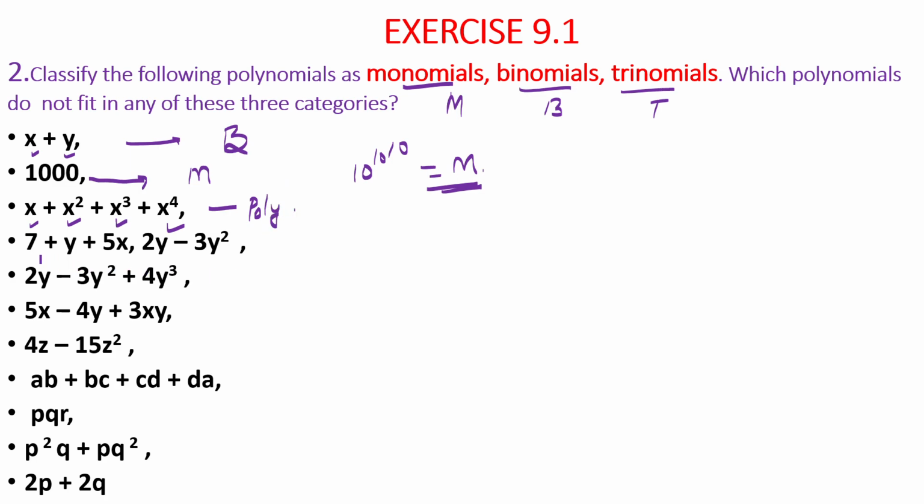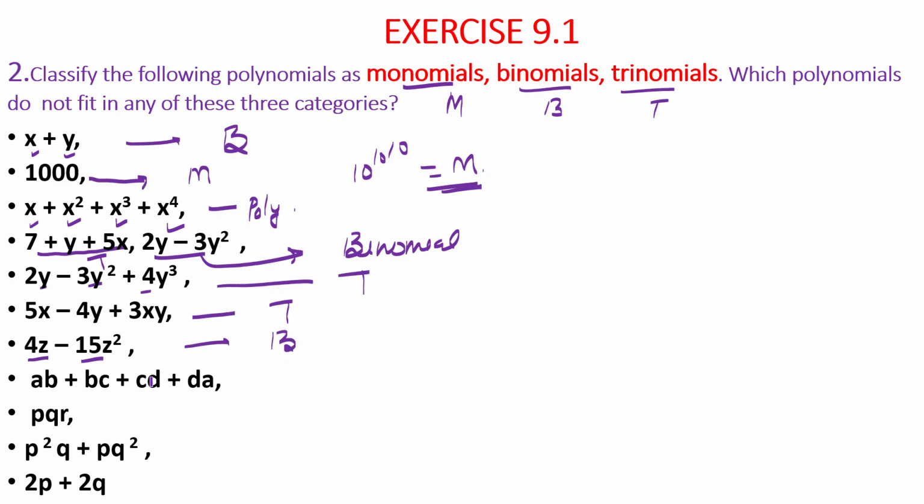Again, 7 plus y plus 5x is a trinomial. 2y minus 3y square has 2 terms, therefore we can say this is a binomial. Again count the terms: first, second and third. Therefore this is a trinomial. Again 3 terms, trinomial. In this case 1 and 2, therefore this is a binomial. 1, 2, 3, 4, so we can write polynomial. Look, PQR, multiplication is used, therefore it is a monomial.